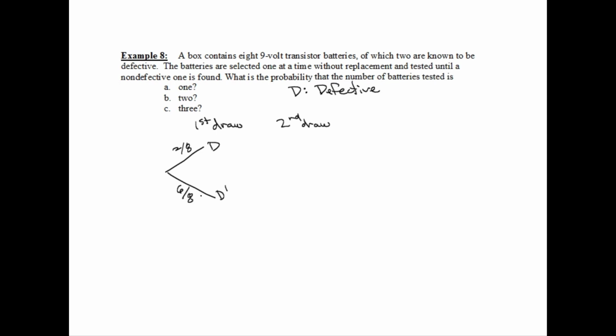So now what happens if we get a defective battery on the first draw? Well, we draw again. If we draw again, what can happen? We can either get a defective battery or a good battery, right? Now, what if on the first draw we get a non-defective battery? What happens? Well, we stop. It says we're going to keep drawing them until we get a non-defective one. If we get a non-defective one, we're not going to do anything else. So this branch of our tree right here just stops.